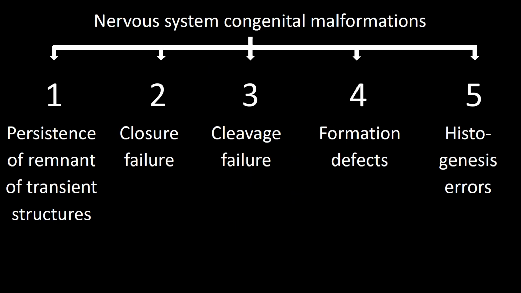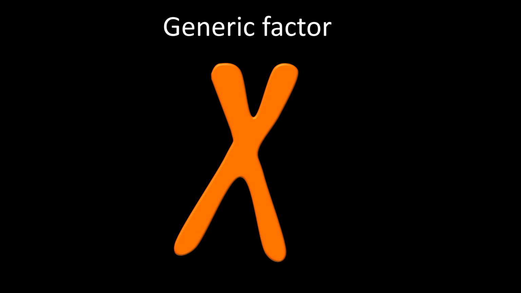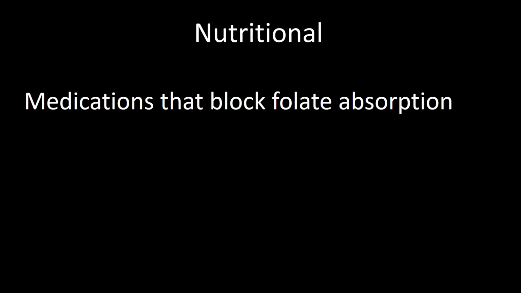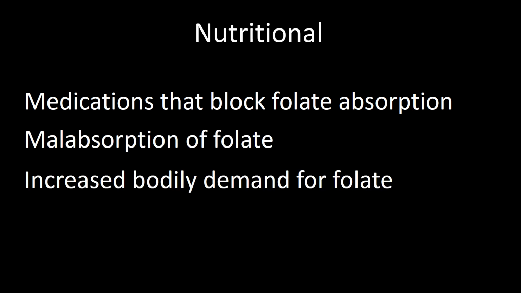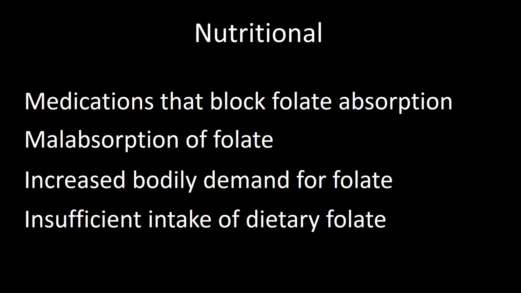Now, I want to make 2 important points. First, it is important to stress that all types of nervous system congenital malformations have a strong genetic factor. But in addition, closure failure has a clear relation to nutritional factors related to diminished folate availability, such as occurs with the use of cholesterol-lowering medications and other medications that block folate absorption, folate malabsorption, increased body demand for folate, and insufficient intake of dietary folate.